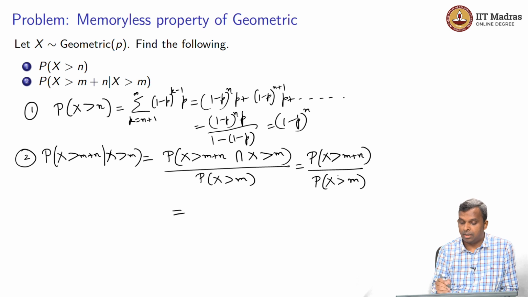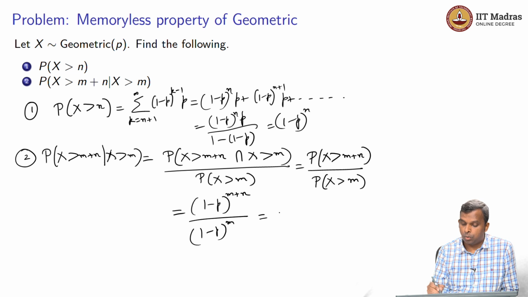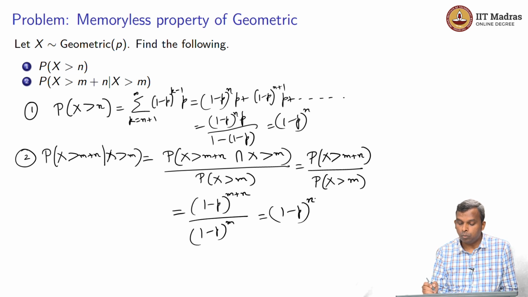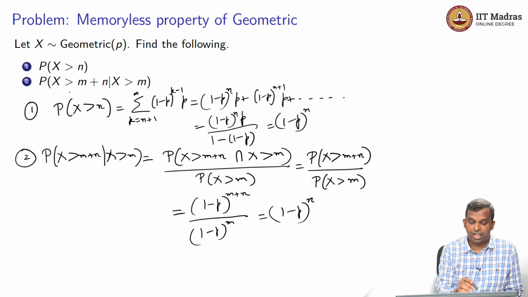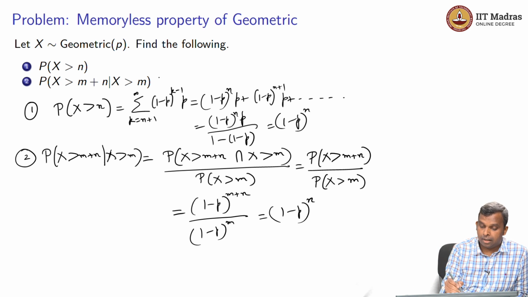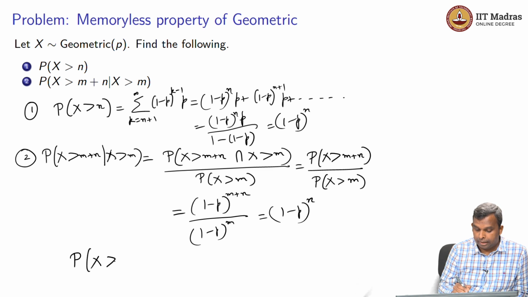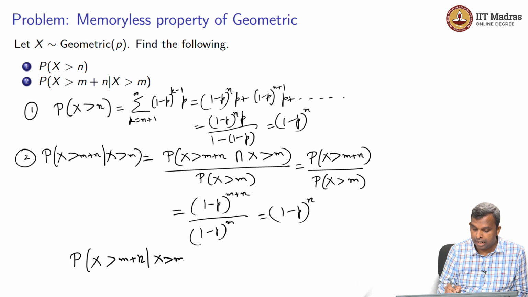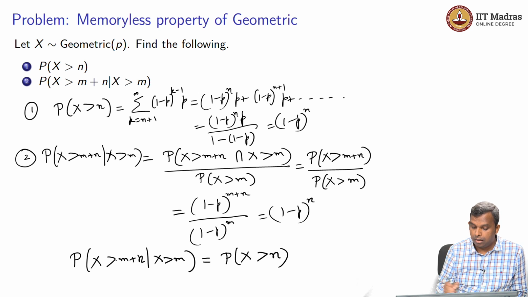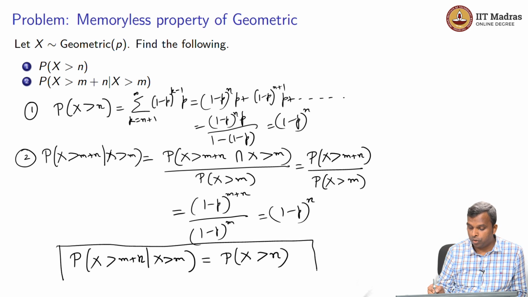So now you've reached this nice formula. Notice this (1 minus p) power m plus n divided by (1 minus p) power m, which is once again (1 minus p) power n. So this kind of a relationship, right? Let me just box it up. The probability that X is greater than m plus n given x is greater than m is equal to the probability that x is greater than n. So this is called the memoryless property of the geometric PDF.